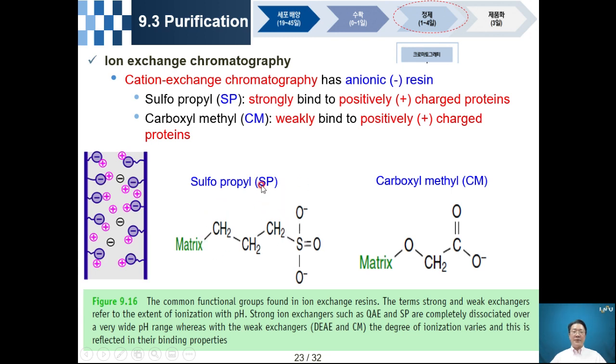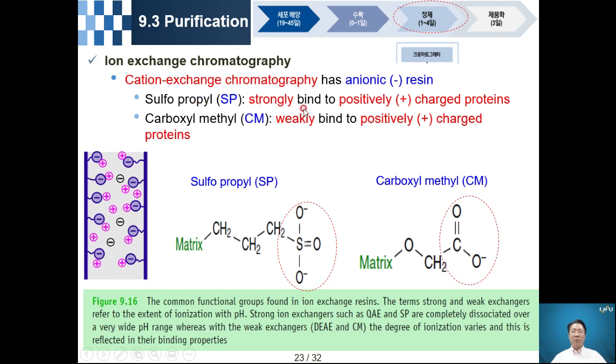It has two minus charges like this. The second one we call carboxyl methyl, and we call it CM. The full name is carboxyl methyl. So it has a carboxyl methyl group. It has one minus charge like this.